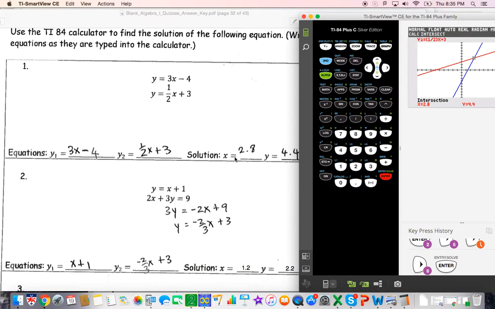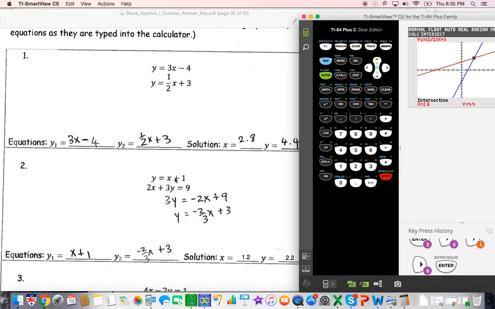Now in the second question, I isolated one for you. I gave you one in slope-intercept form, and the second one I wanted you to do on your own. I wanted you to put that in slope-intercept form. So you would go ahead and subtract 2x from both sides. So you have 3y is negative 2x plus 9. Now you can divide everything by 3 so you can get the y alone. So you have here y is negative 2/3 x plus 3.